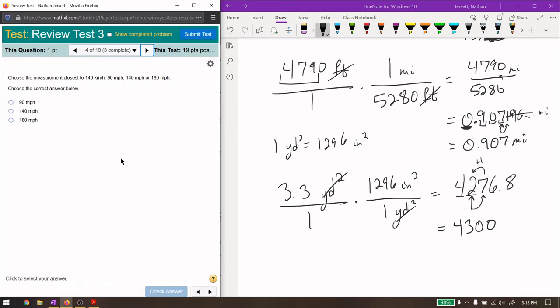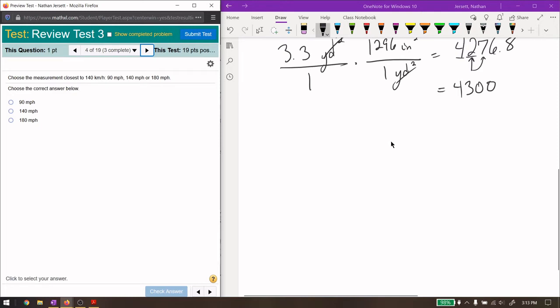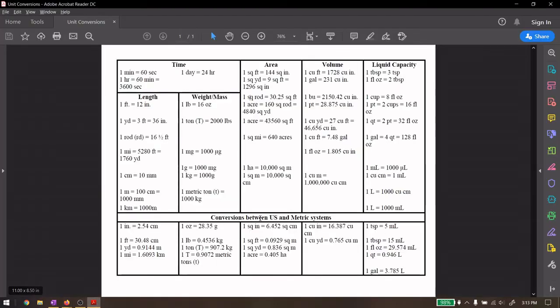Choose the measurement closest to 140 kilometers per hour. Okay, miles per hour. You can estimate this. What you may see is we're changing from kilometers to miles. You can directly calculate it, right? You can also estimate it. Kilometers to miles. That's a conversion between the two.